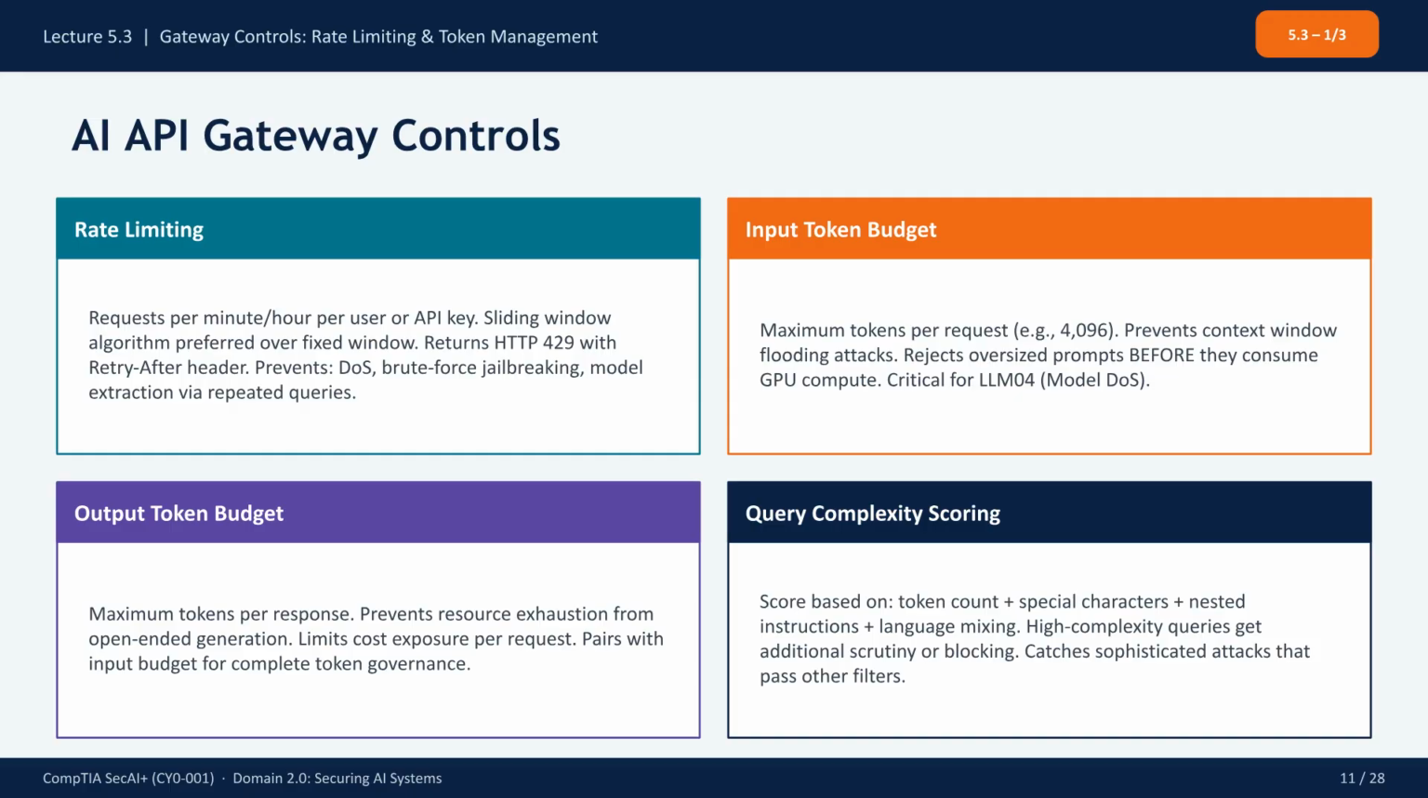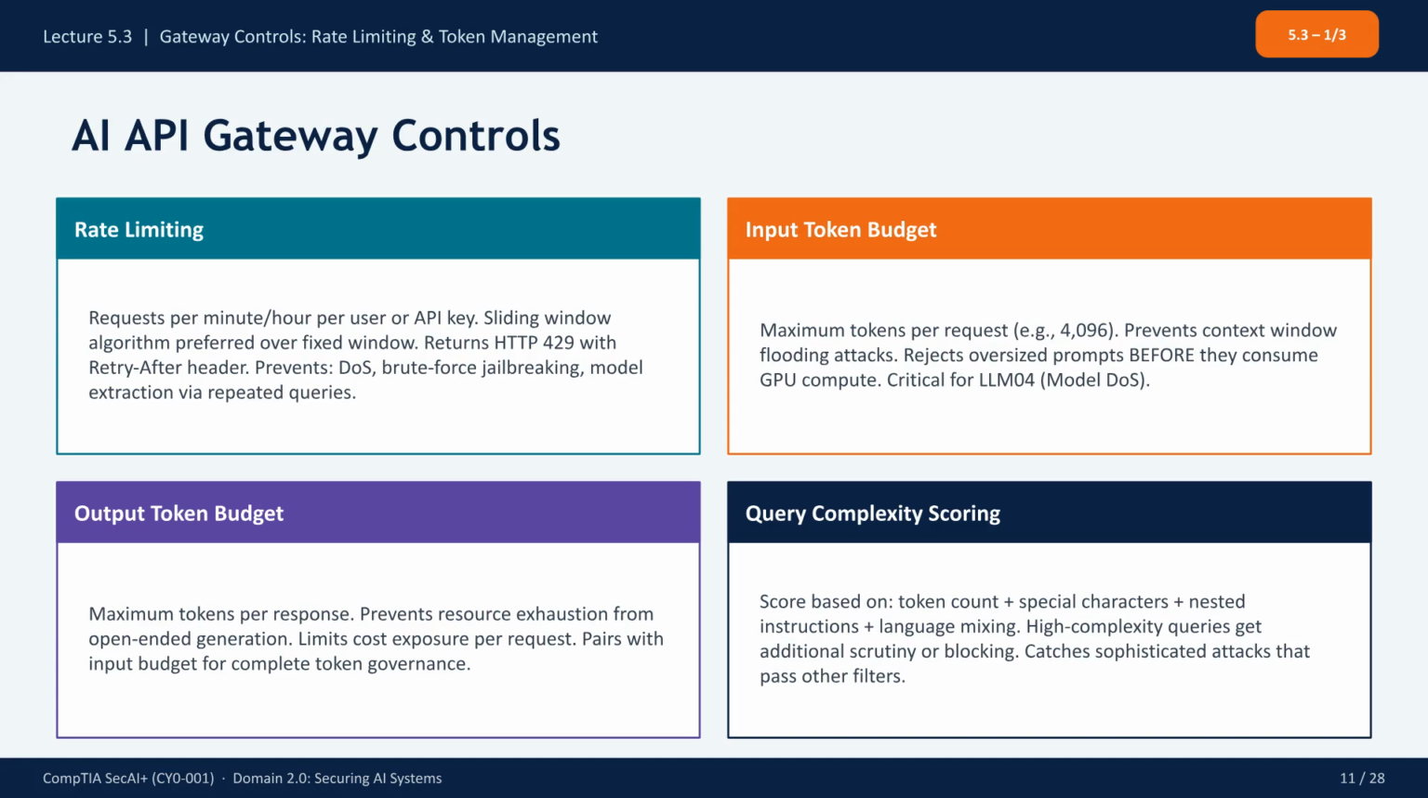Third, output token budgets. Just as you limit input tokens, you should limit output tokens per response. This prevents resource exhaustion from open-ended generation tasks, where an attacker asks the model to produce an extremely long response. Input and output budgets together provide complete token governance.